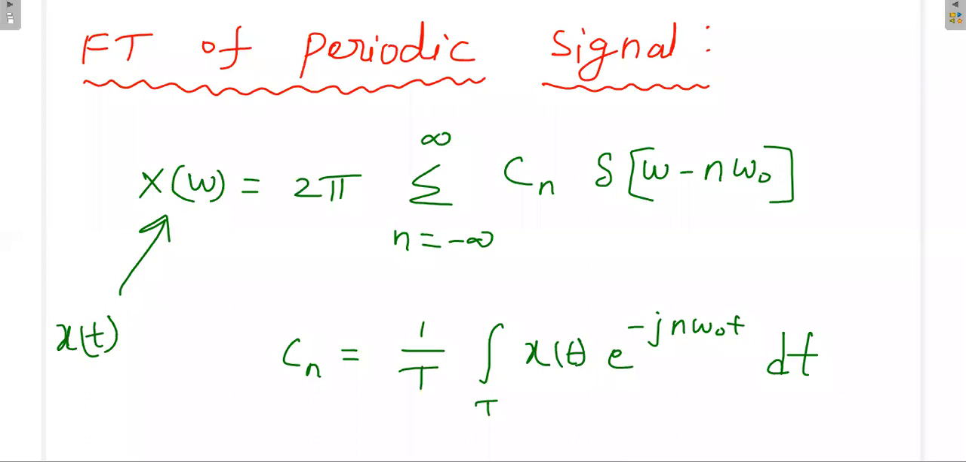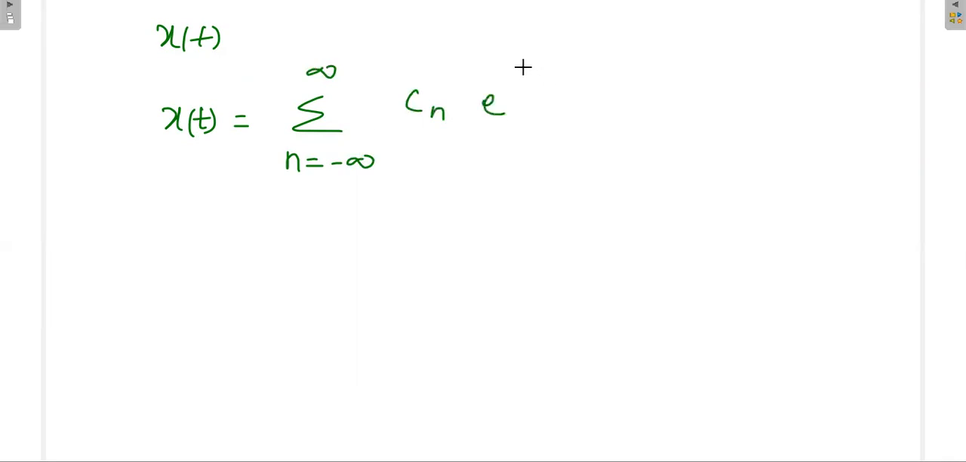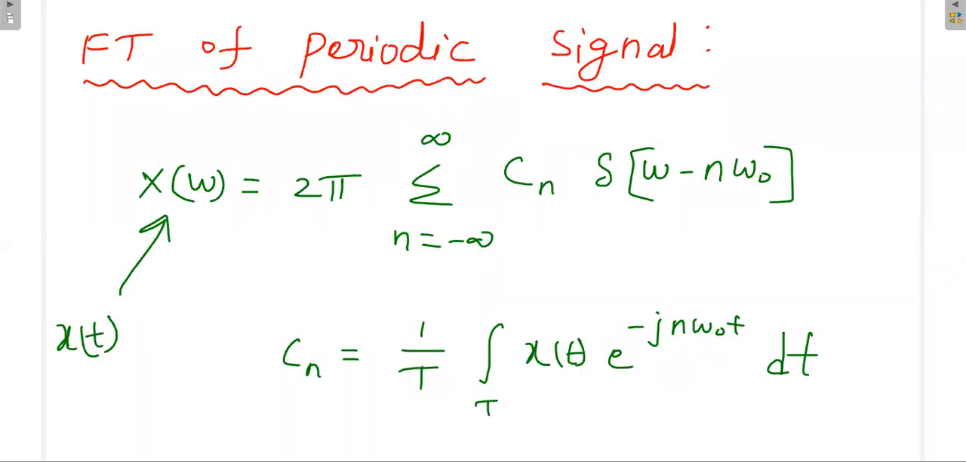So now let's try to get some intuitive understanding of this formula. Suppose x of t is a periodic signal. Using Fourier series, x of t can be represented like this: summation n from minus infinity to plus infinity of Cn e power jn omega naught t, and then Cn we can separately calculate using this formula.